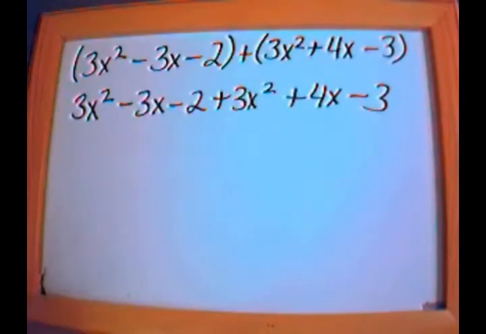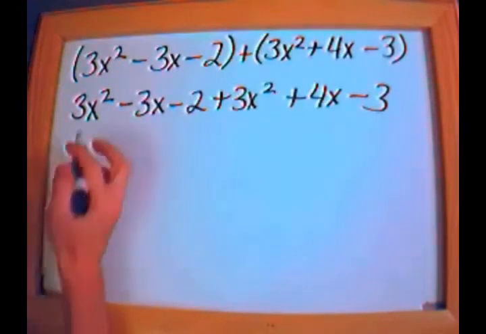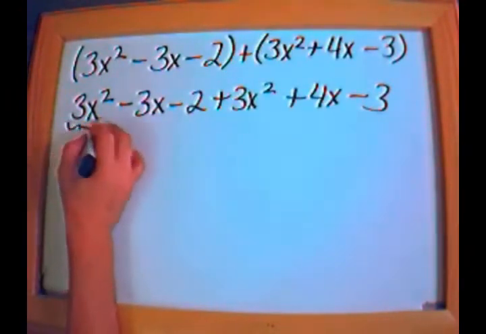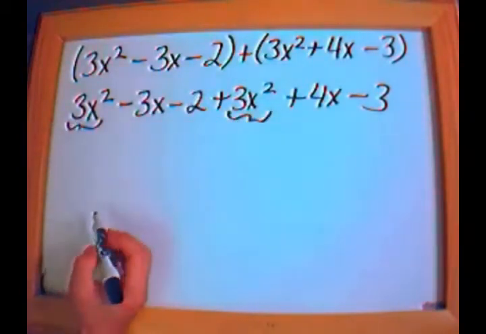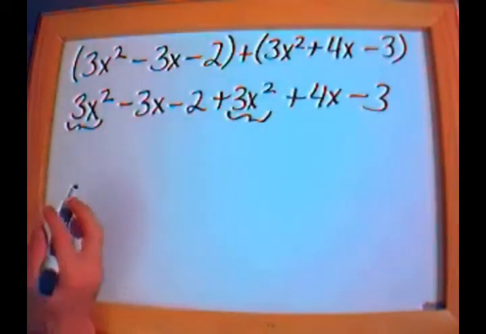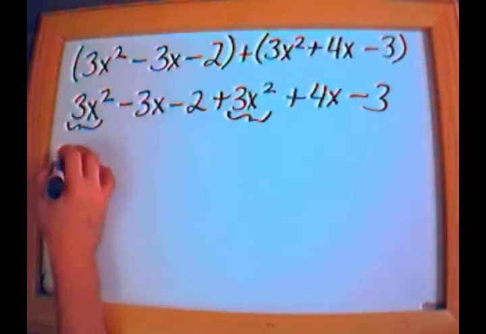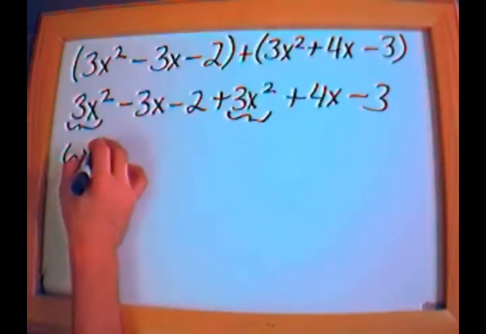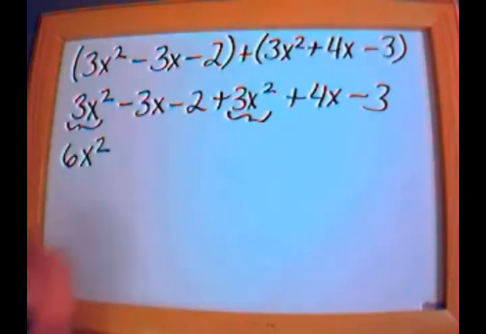What do you do next? You group the like terms together. This is a like term with this because they both involve x squared. So let me write that down. 3 plus 3 is 6. 6x squared.